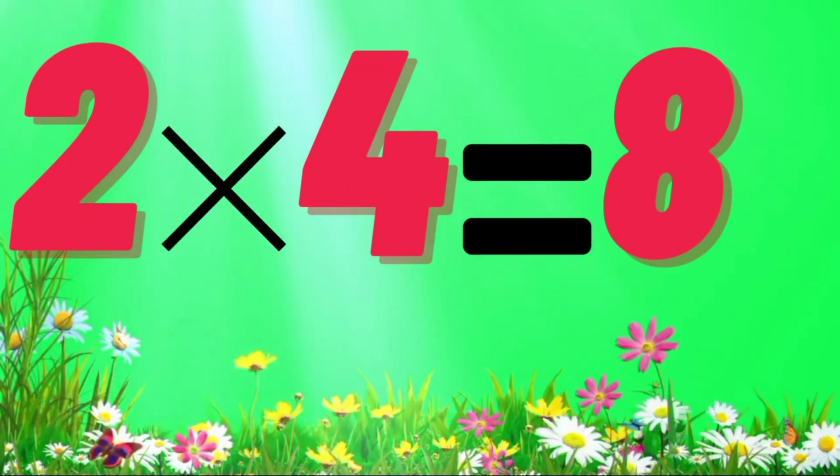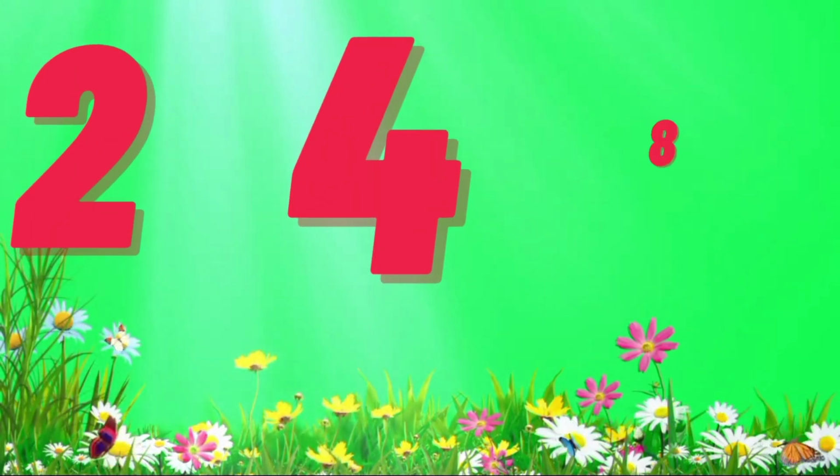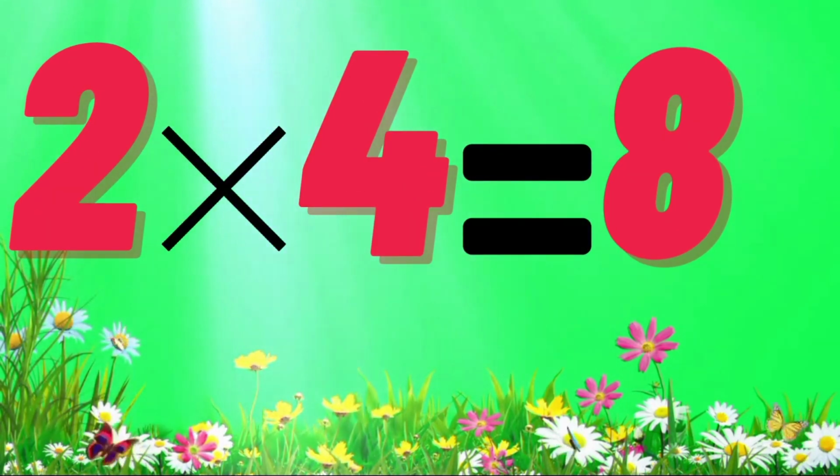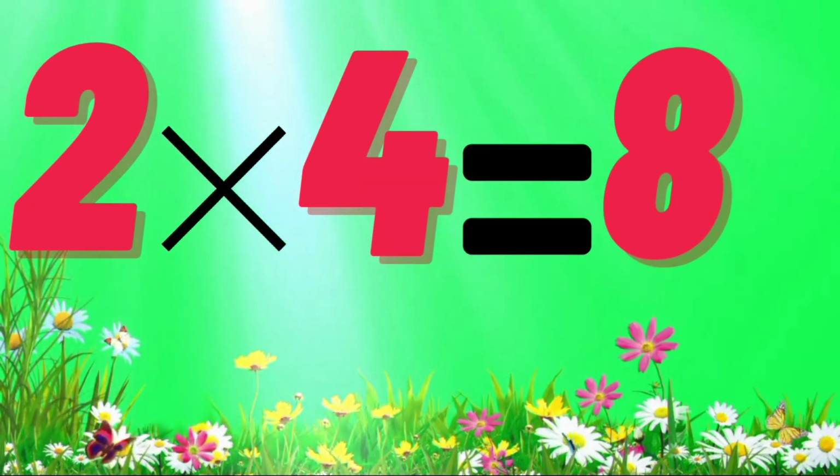2 fours are 8. 2 into 4 becomes 8. Read as 2 fours are 8. It means that 2 4 times becomes 8. 2 fours are 8. Read as 2 fours are 8.